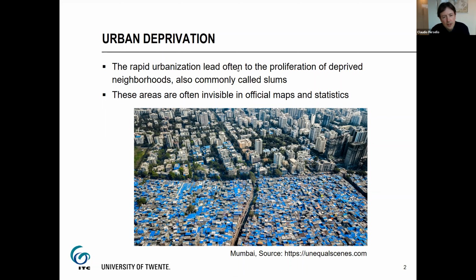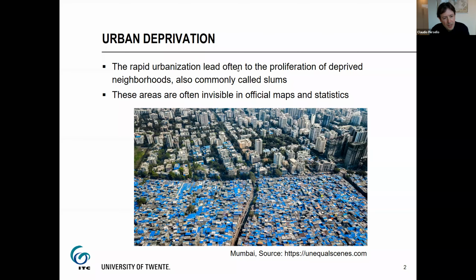In addition to that, the communities living in these areas are among the most vulnerable to climate change and the increased risk of natural disasters, such as droughts, storms, heat waves, floods, and so on. Unfortunately, these areas are often invisible in official maps and statistics. And this prevents putting in place proper policies and measures to try to address the problems.